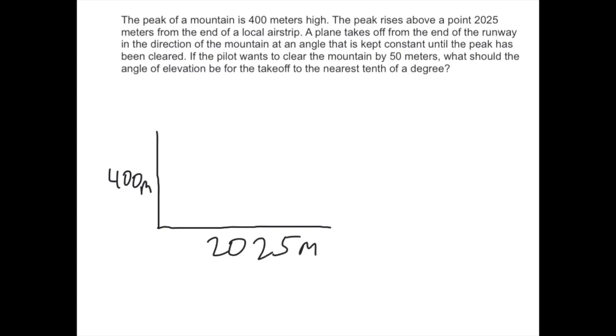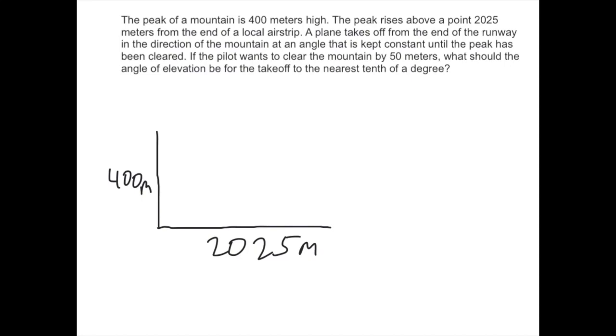Alright, so in this problem, they say the peak of a mountain is 400 meters high. So, let's say we've got our mountain, and it's 400 meters. Then the peak rises above a point 2,025 meters from the end of a local airstrip. So the length here is 2,025 meters.